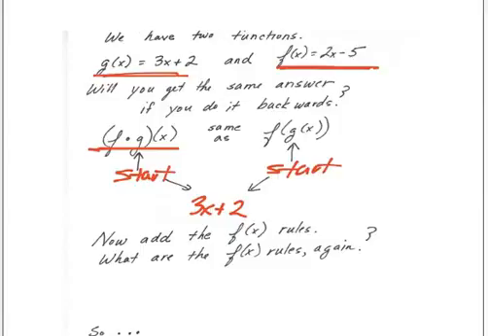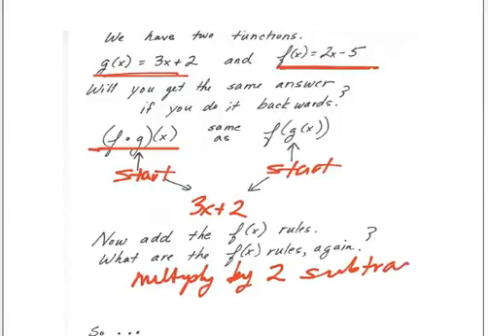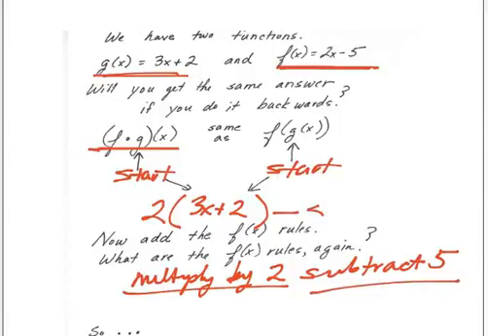Now, what were the rules again for f? Multiply by 2 and subtract 5. Those are the rules of f, right? So again, what are we going to do? We're going to take g, and we're going to apply the f rules. And the f rules say multiply by 2 and subtract 5. And again, you could say we took 3x plus 2 and we put it in for x.